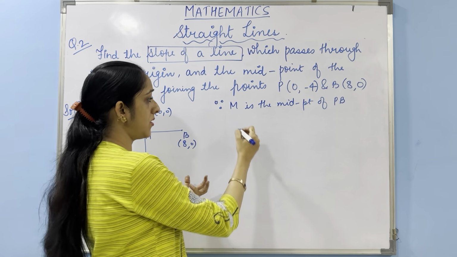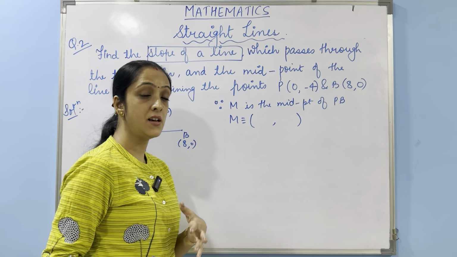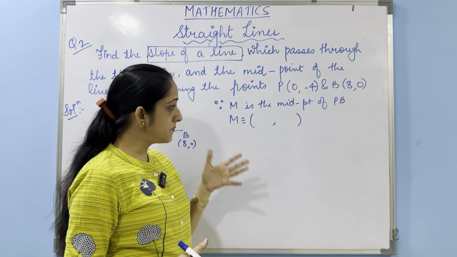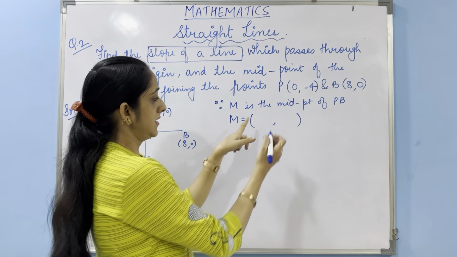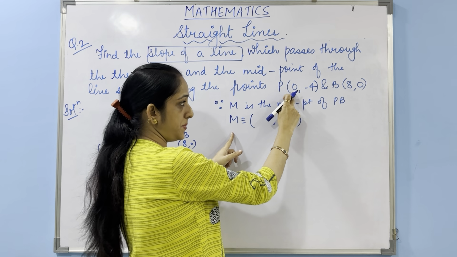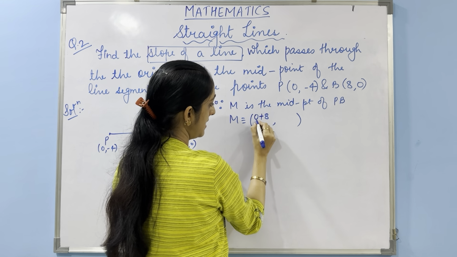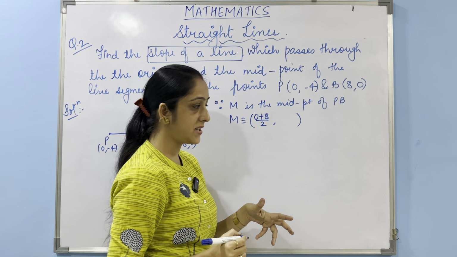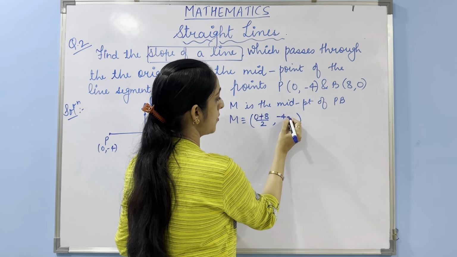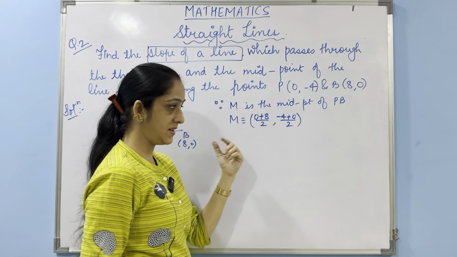So we can find the coordinates of M by using the midpoint formula. This is from coordinate geometry, and according to the midpoint formula, the x coordinate of the midpoint will be the x coordinate of P plus the x coordinate of B, that is 0 plus 8, divided by 2. This will be the x coordinate, and the y coordinate is the y coordinate of P plus the y coordinate of B, which is minus 4, divided by 2. This is how we can find the midpoint.